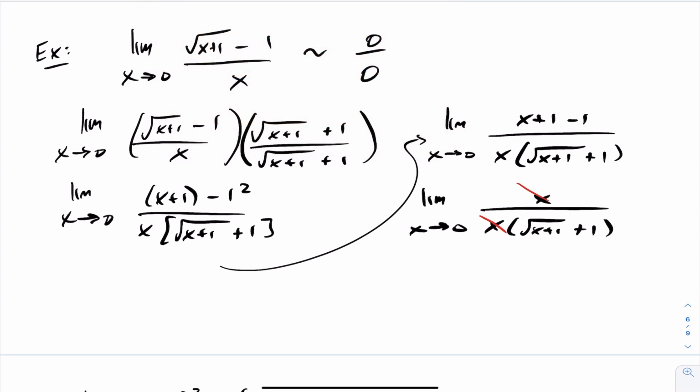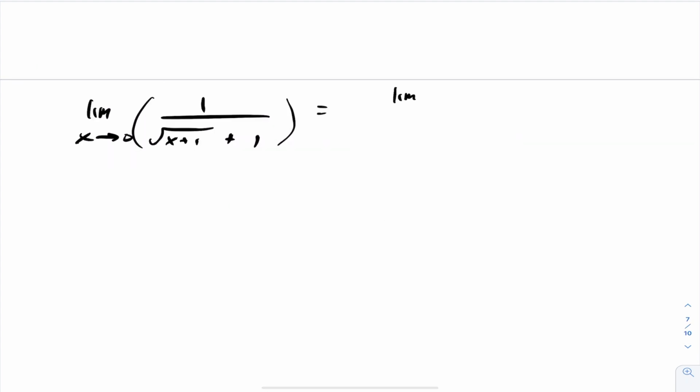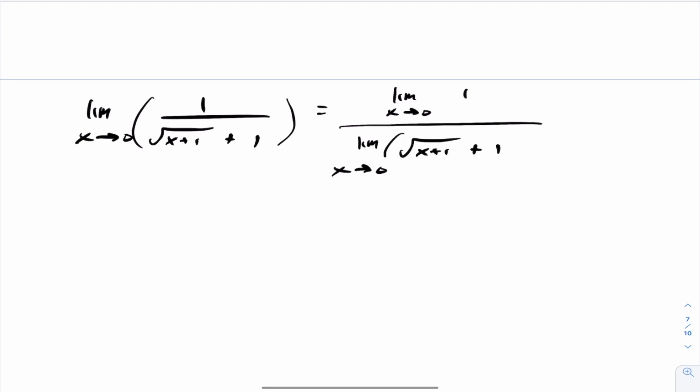These x values will cancel off as intended, and now I'm taking the limit as x goes to 0 of 1 over the root of x plus 1, plus 1. Although these are not polynomials, I know that I can take the limit of the top and the limit of the bottom, in which case we get the limit as x approaches 0 of 1 over the limit as x approaches 0 of the root of x plus 1, plus 1.